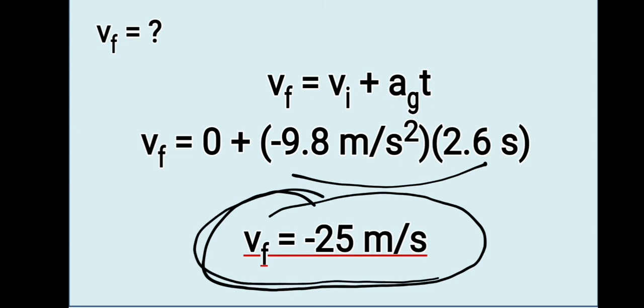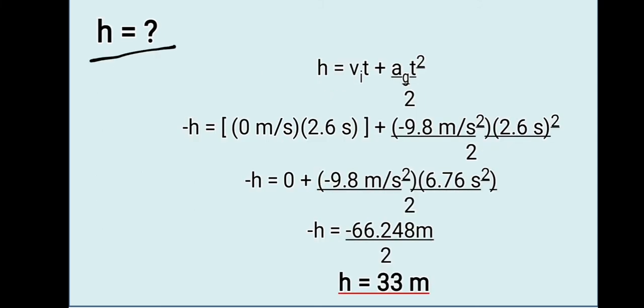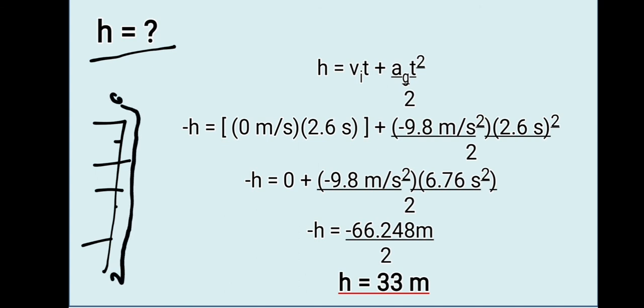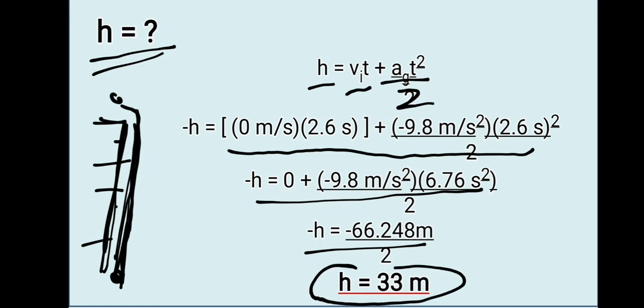So we have here the value for the final velocity. If this is the ground, the ball must have the velocity or the speed of negative 25 meters per second before it hits the ground. Okay. Now, what about the h or the height of the building? When the ball falls towards the ground, how high is the building? So h is equal to Vi t plus a t squared divided by 2. Doing the solution, we come up with the answer height 33 meters. So the height of this building is 33 meters.